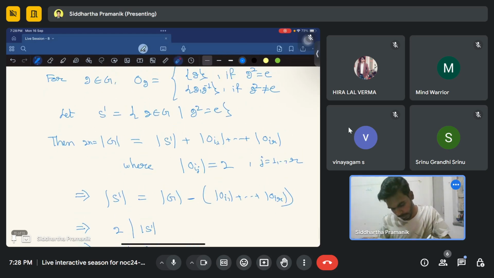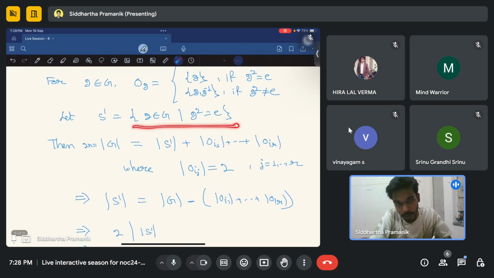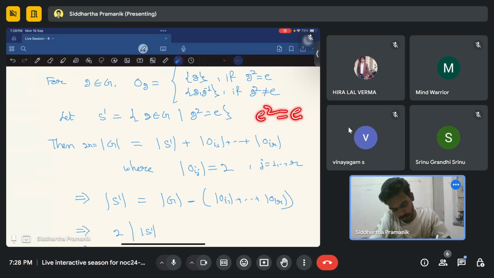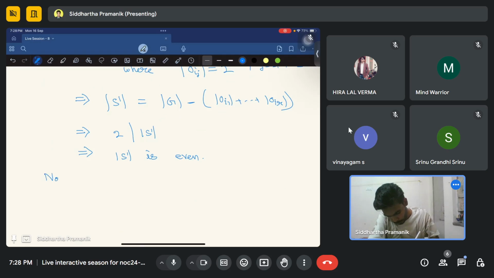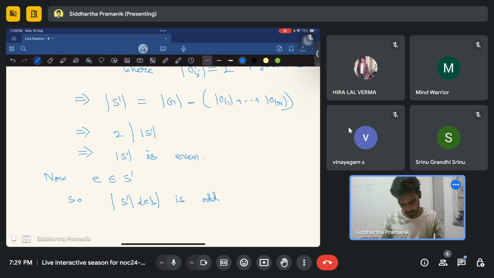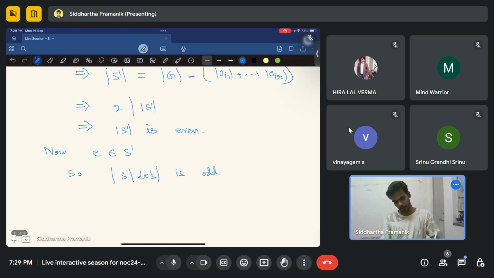Now S prime is this set: g belongs to G such that g square equals identity. So e square is equal to identity, right? That means e belongs to S prime. So now, what is the cardinality of S prime minus the identity element? This cardinality should be odd because we are just excluding one element.